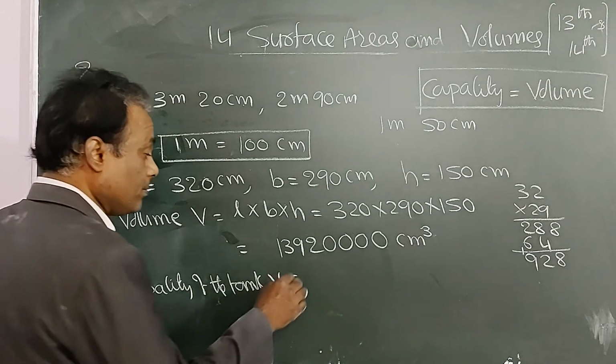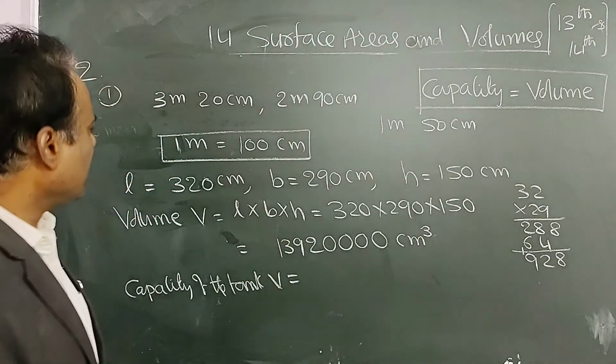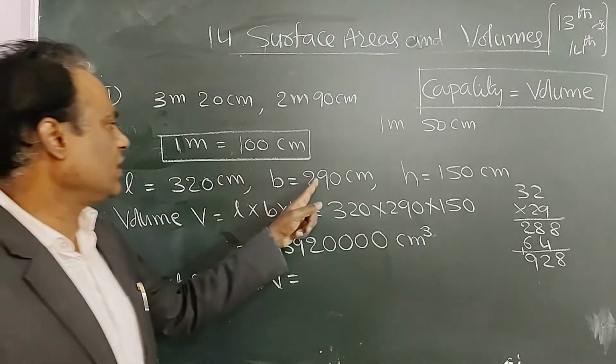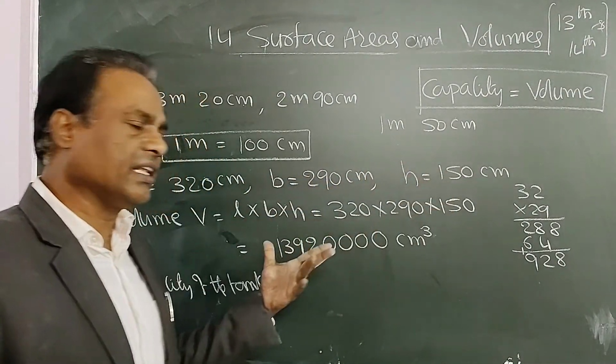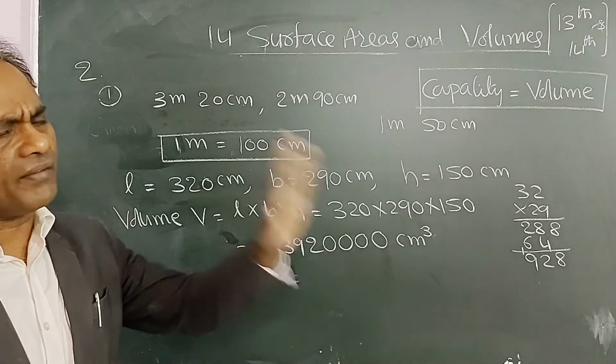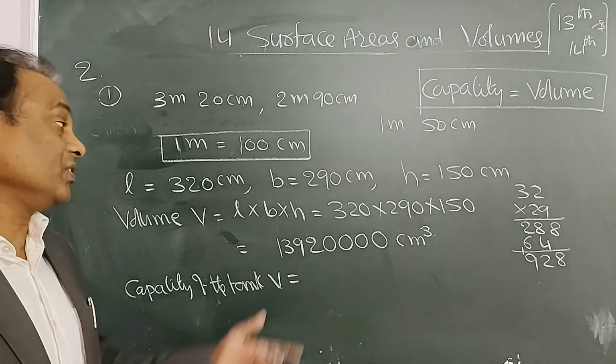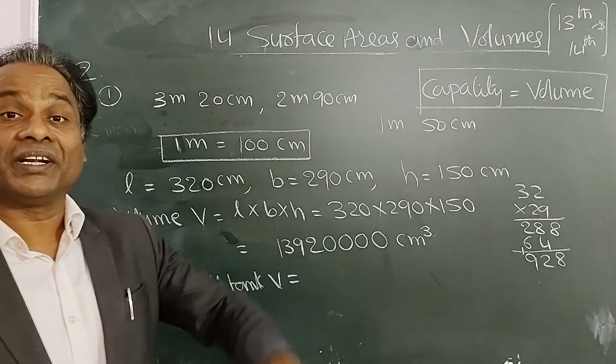So to convert the answer into meter cube, you can start the problem in meters only. Put the decimal here, here and here so that you will get it in meter cube. That also I will explain. Second bit I will do like that, because you should know the conversion also. Suppose it is given in centimeters, how to convert it into meter cube.